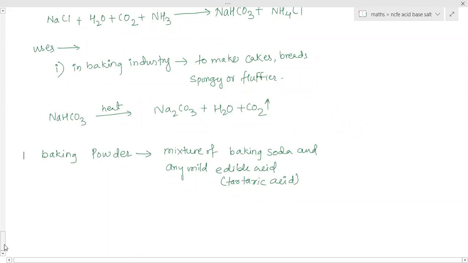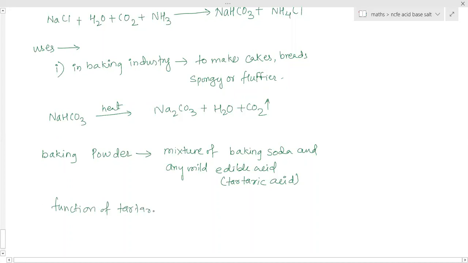So for baking soda, you have to write that baking soda, when heated strongly, produces carbon dioxide gas, which gets trapped in the batter and gives the spongy texture. And the second one, tartaric acid. Tartaric acid removes the bitterness of the cake by neutralizing sodium carbonate. It combines with sodium carbonate, neutralizes it, and removes bitterness. Is it clear? So at the end, you need to write the function of tartaric acid.